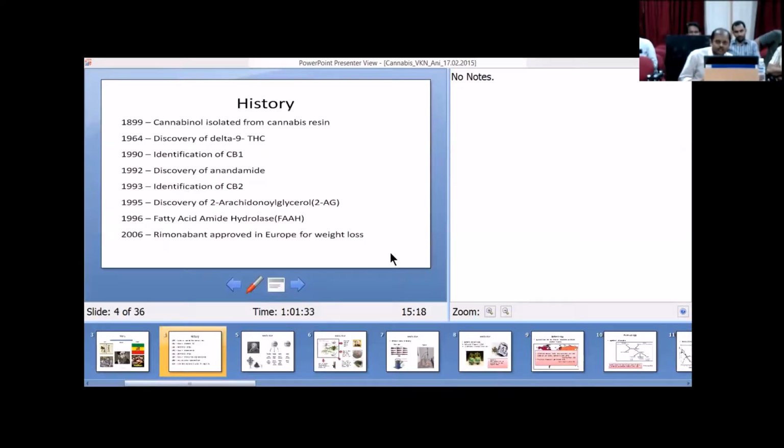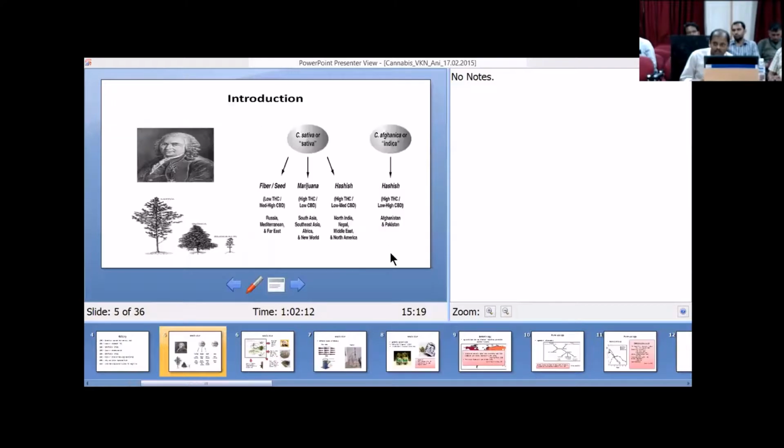Briefly, those were the historical aspects. Now, from the social use to the core scientific aspects of cannabis. Though it was used for centuries, the active ingredient was discovered in 1964, when delta-8 tetrahydrocannabinol was found. But not until 1990 was the endocannabinoid system, the anandamide, discovered. Thereafter, within a span of a few years, numerous interesting discoveries were made until in 2006, rimonabant was approved in Europe for weight loss, which acted on the cannabinoid receptor. But thereafter, it was banned due to some troublesome side effects.